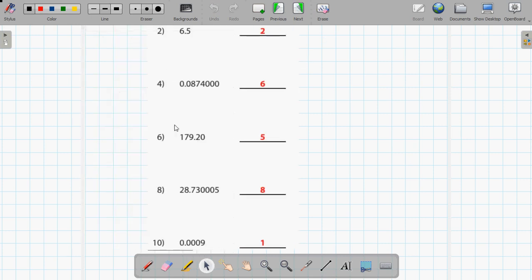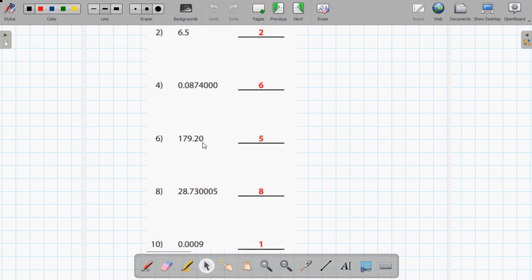All right, so now for the evens, 6.5 is 2. 0.0874000 is a 6. There's 6 significant figures there. These first 2 zeros are not significant because they're on the left. This right end 0 is significant because there's a decimal. So there's 5 there. Number 8 has 8, and number 10 has 1.